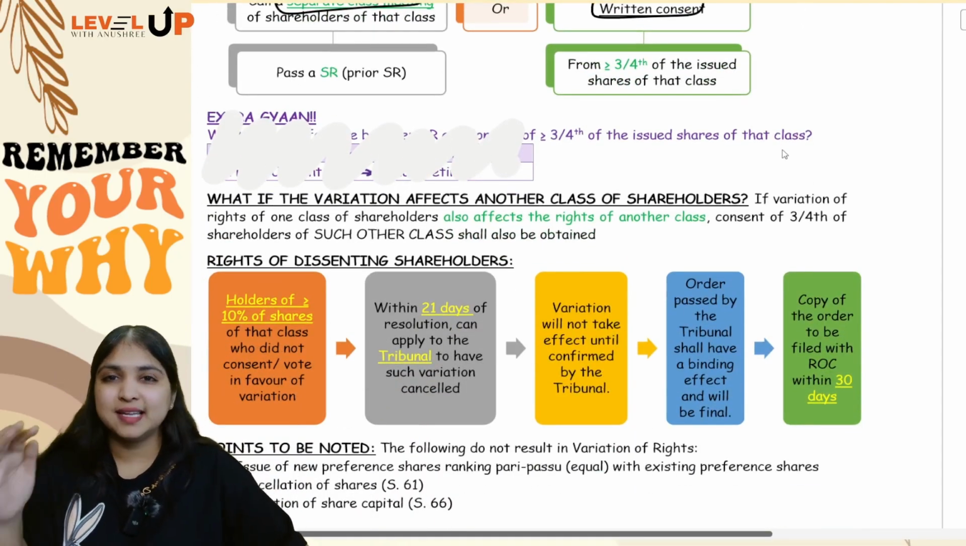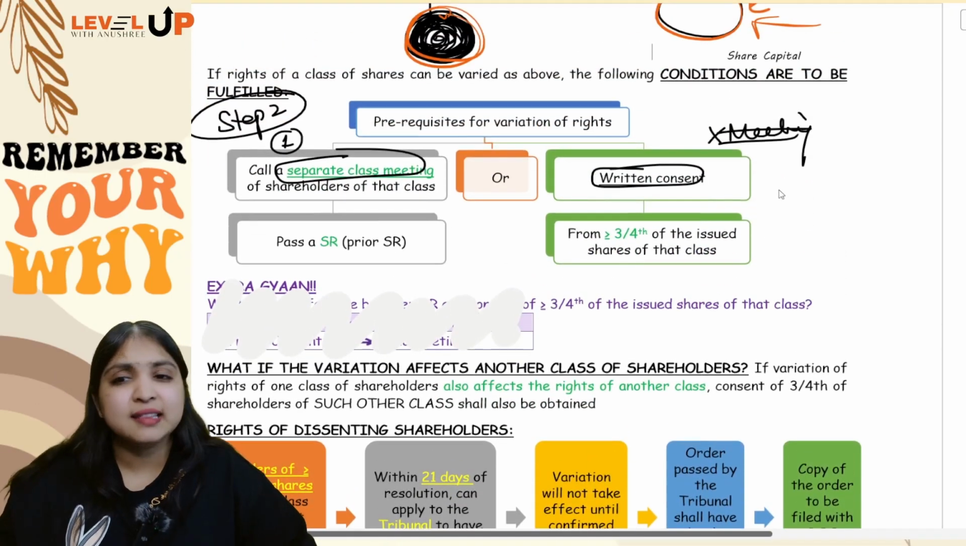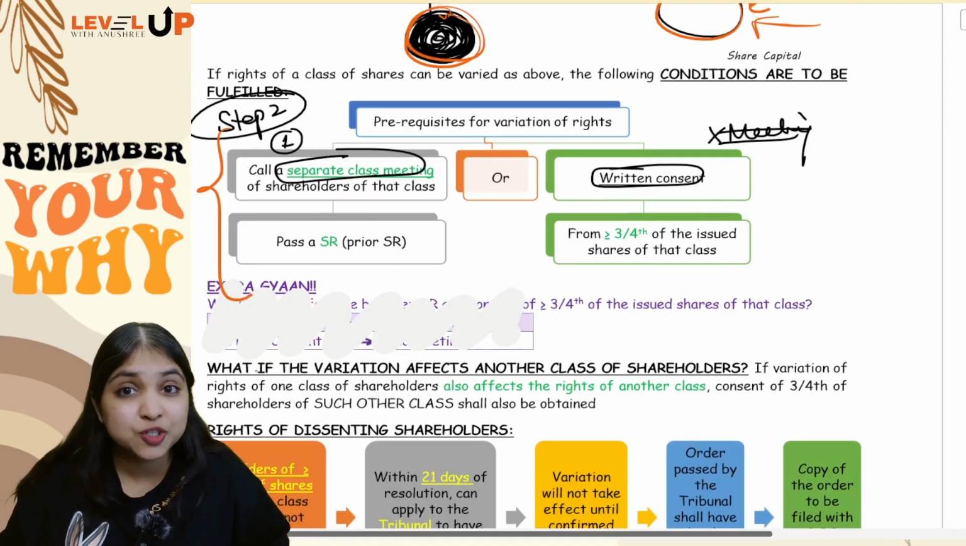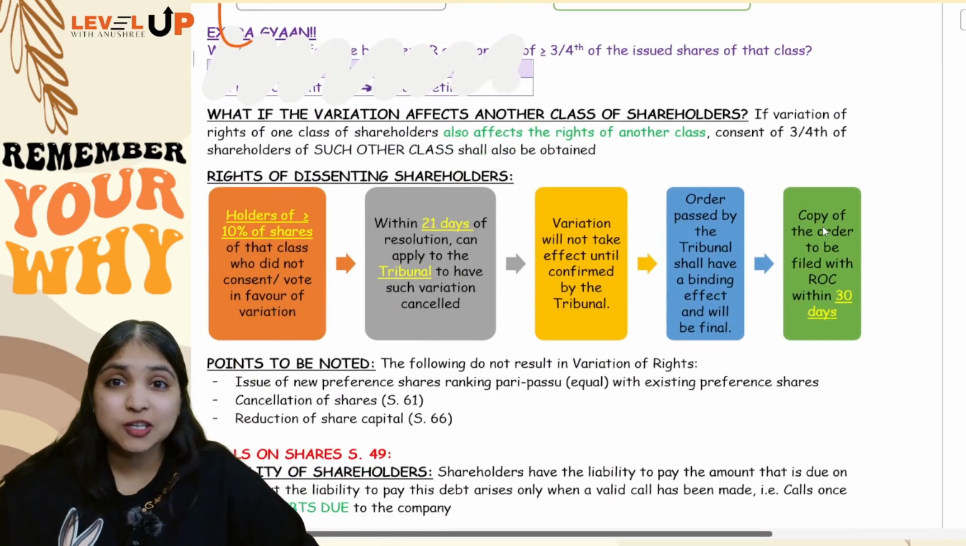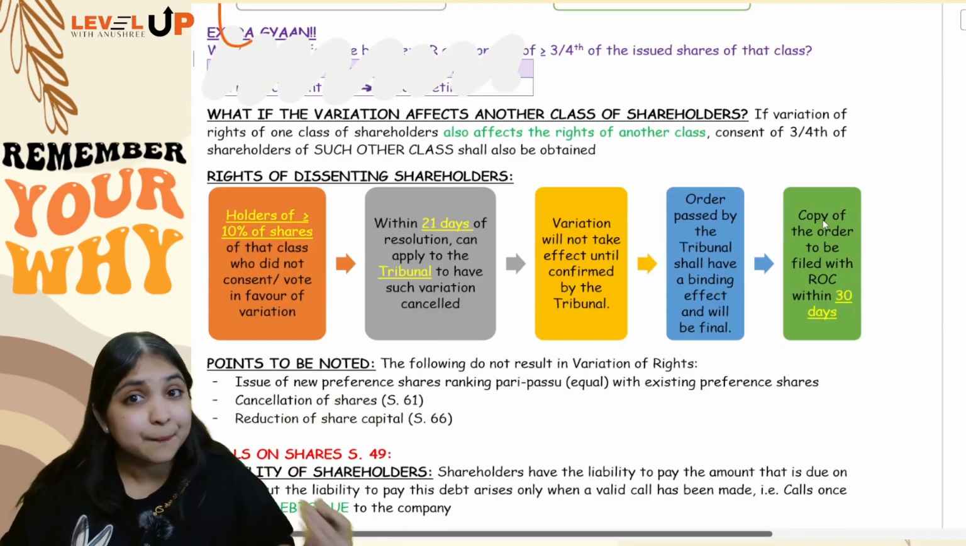Now listen, let us say company was eligible to vary the rights. Then company asked the shareholders to pass this resolution and all that also was done. Resolution was passed, company varied the rights.